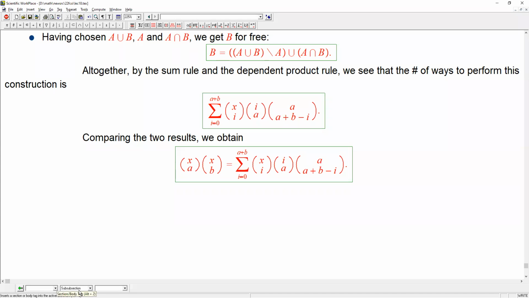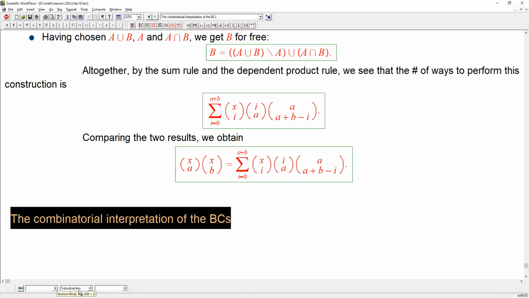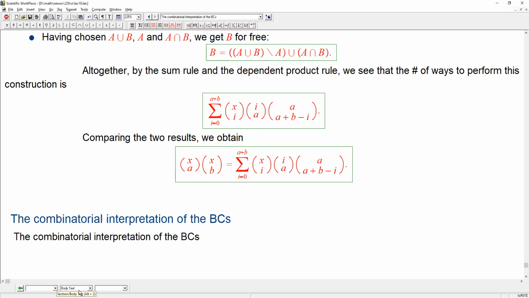Let us now go back to the basics for a moment. Recall the combinatorial interpretation of the binomial coefficients. So what does it say again?